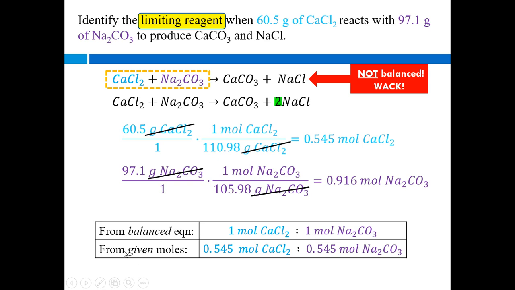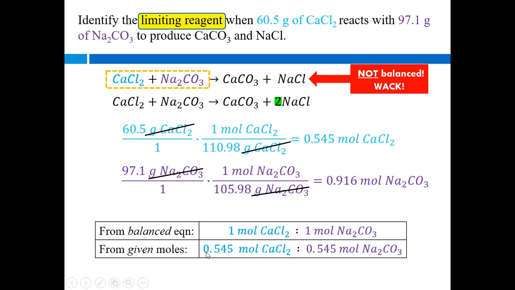Therefore, that ratio must stay the same throughout the whole problem. So in the second row here, it says the given moles. We essentially just took grams of calcium chloride and converted to moles, and then we also took grams of sodium carbonate and converted to moles. These are the two outcomes that we get where my cursor is. You have 0.545, and then here you have 0.916.